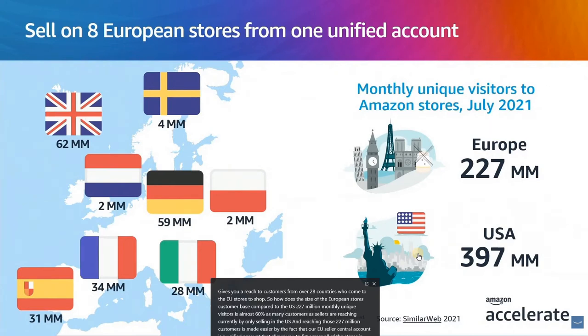By far, the largest two Amazon stores in Europe are the UK, with 62 million unique monthly visitors, and Germany, with 59 million unique monthly visitors, making those two countries the primary places to focus your initial investment when expanding to Europe.